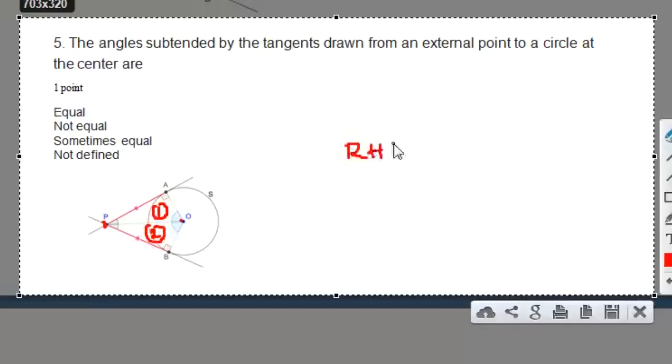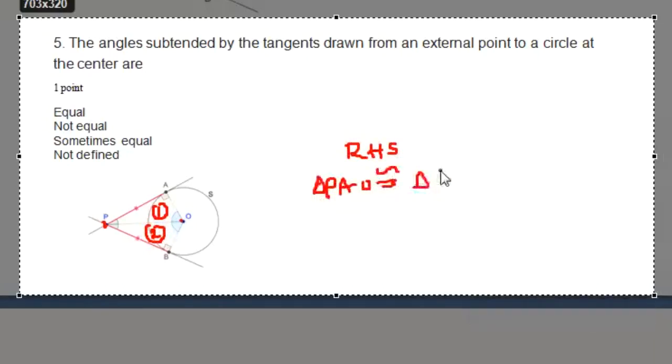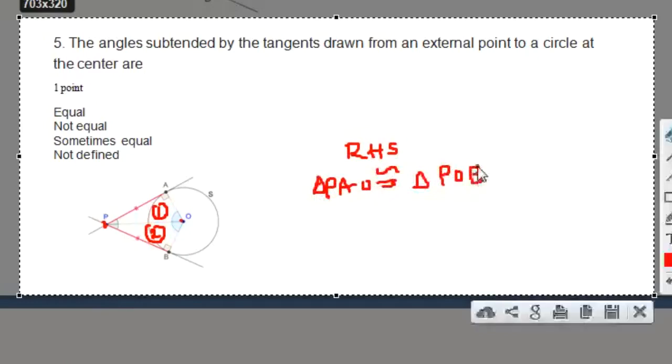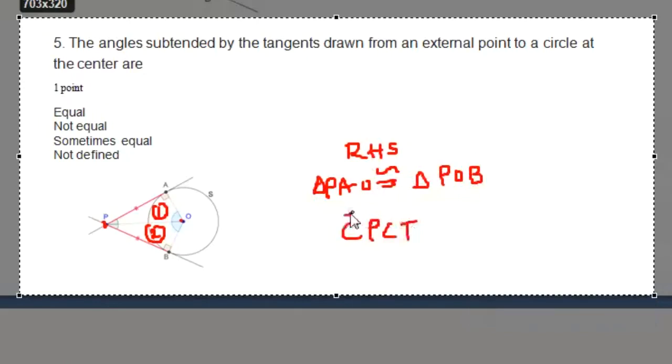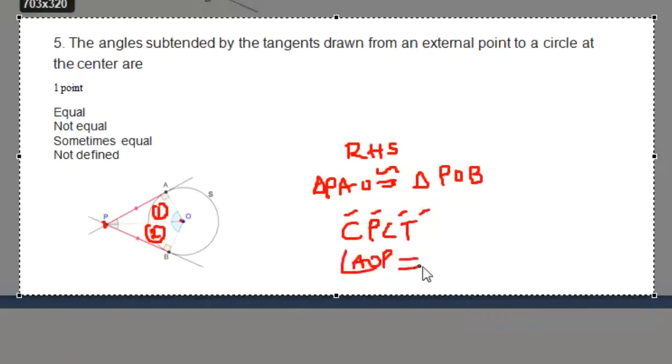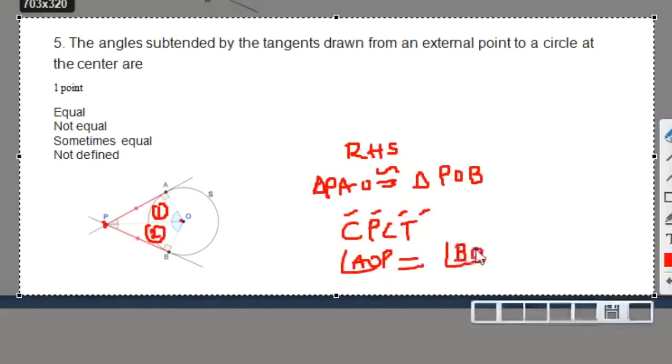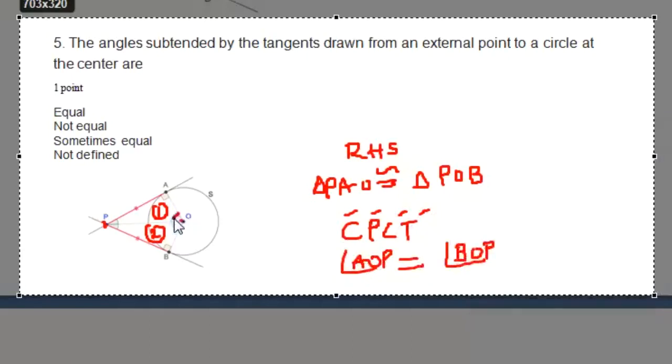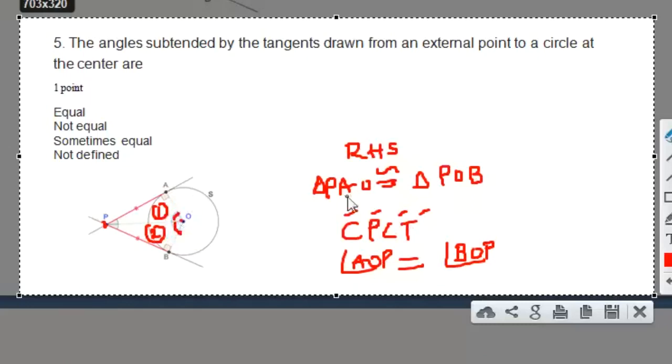According to RHS congruency, I can write triangle PAO is congruent to triangle POB. As per CPCT, already we know that CPCT stands for corresponding parts of congruent triangles, I can write that angle AOP is equal to angle BOP, which means these angles are equal to each other based on CPCT.